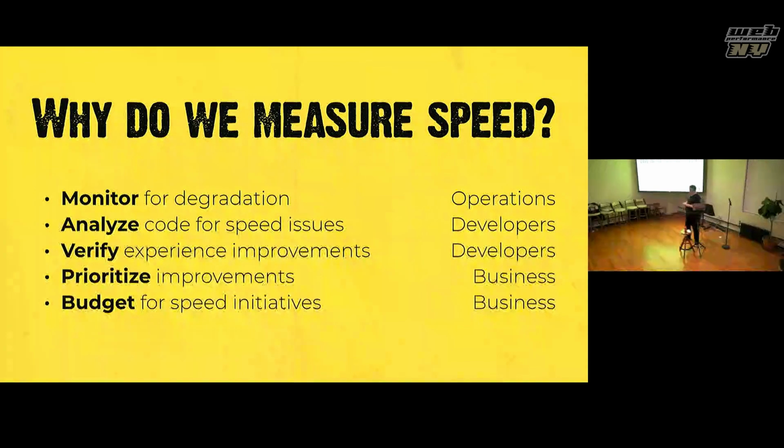Before we go into describing how to do user timing, I want to quickly talk about why it matters. Why do we measure speed at all? Not why speed matters. Hopefully that is more or less clear to you, but why we measure speed. Operations folks do that to understand degradation. Developers do that to analyze their application for deficiencies, but also to verify that what they did actually improves speed. Very important topic, don't forget that part.